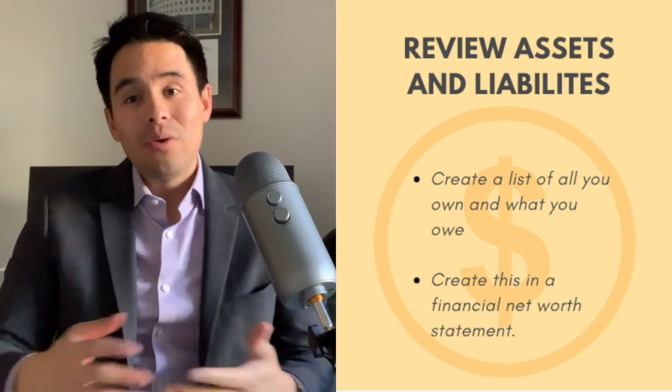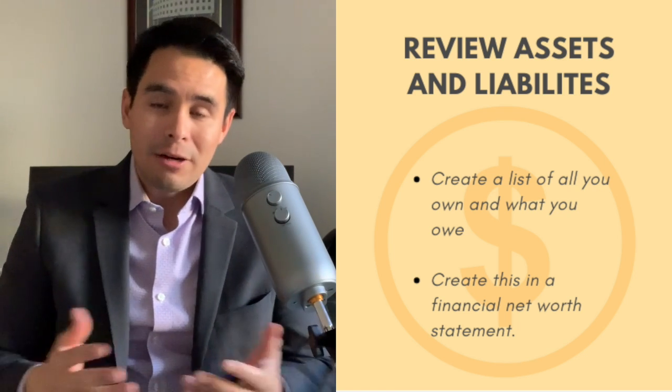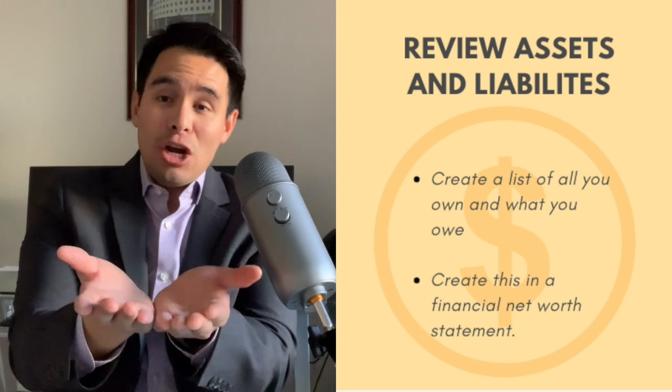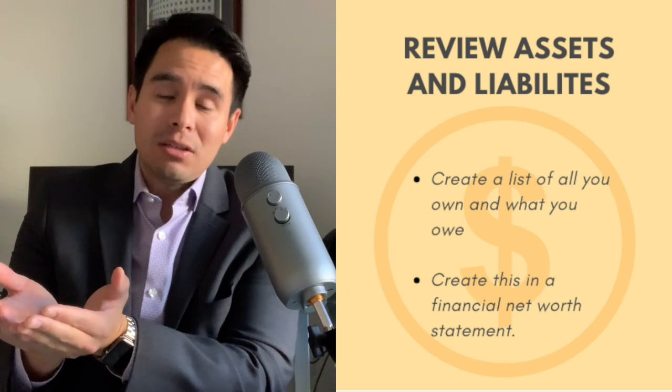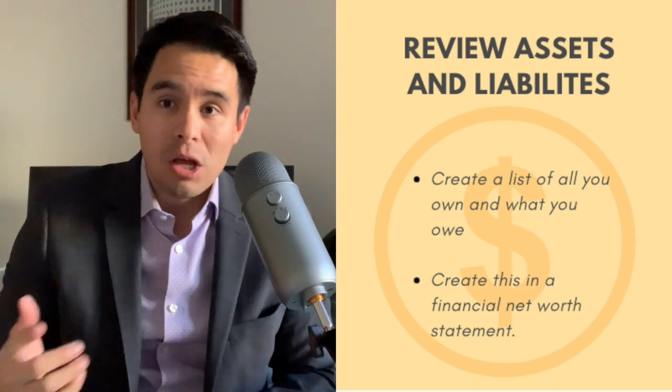The next thing is review assets and liabilities. Make a sheet and keep it somewhere safe. Let your family and loved ones know, hey, here's where my assets are, here's where my liabilities are, and here's where I stand currently, so they know where every single one of your dollars is located.